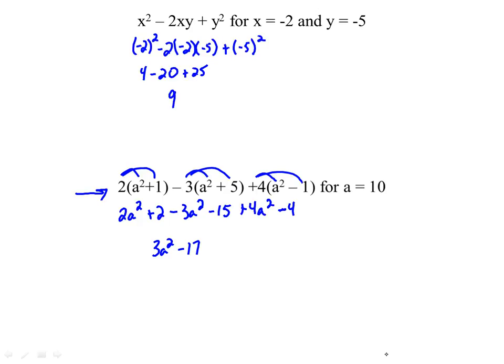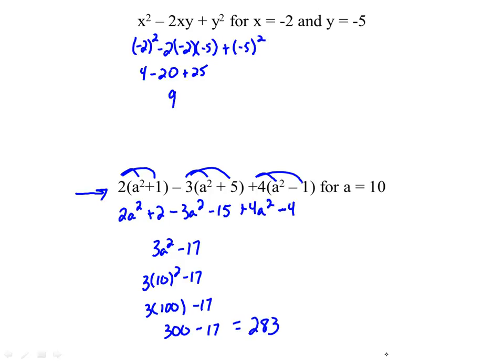All right, now let's plug the 10 in. So we're going to have 3 times 10 squared minus 17. Well, 10 squared is 100. And then 3 times 100 is 300. Minus 17 is going to be what? Not 383, 283. Good job.